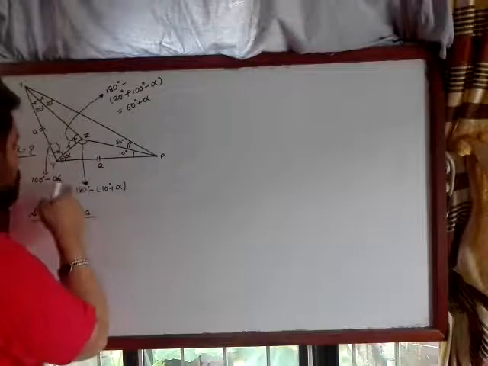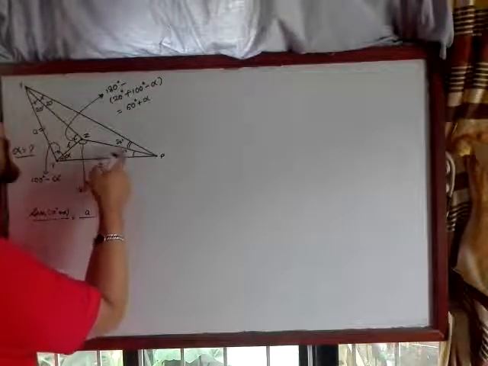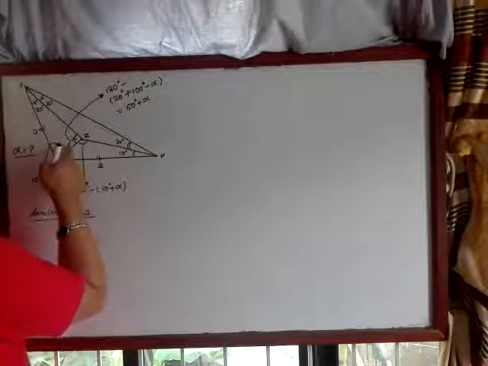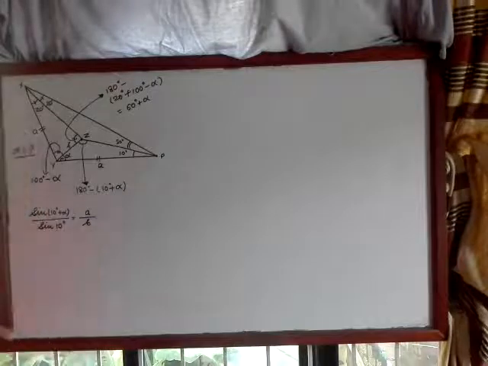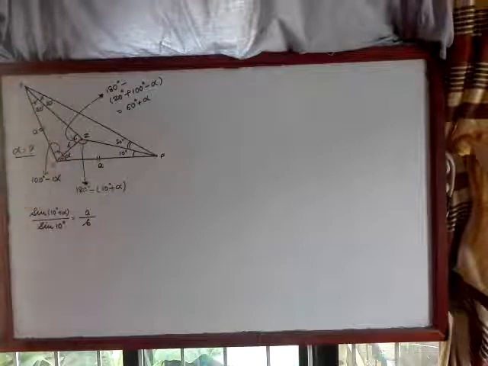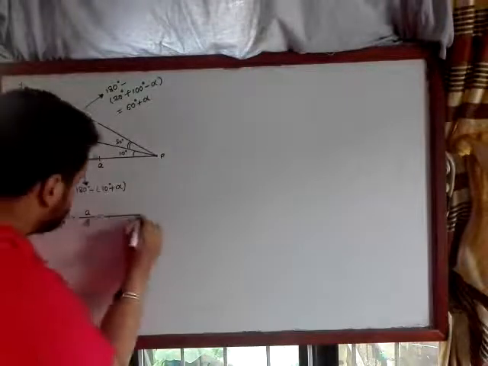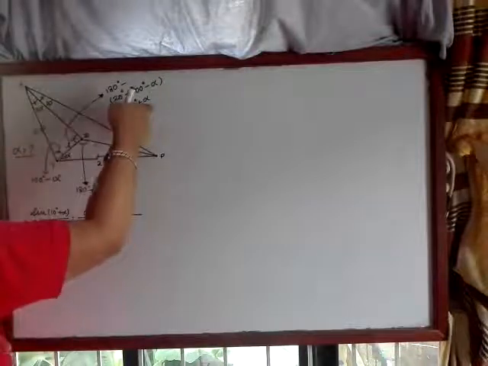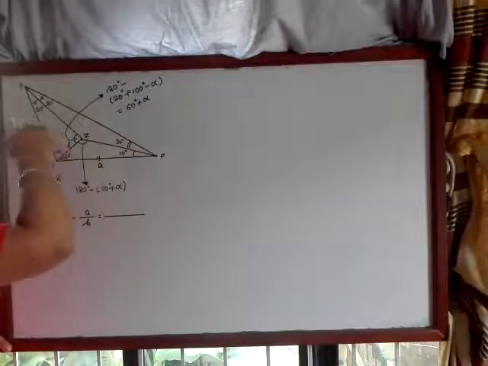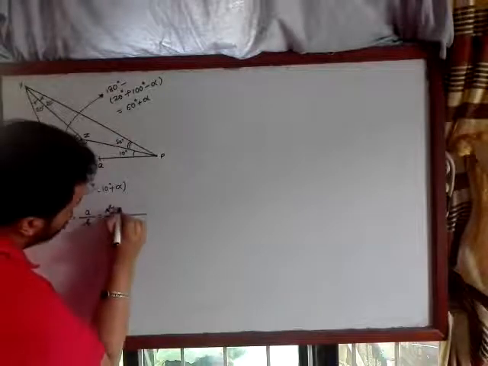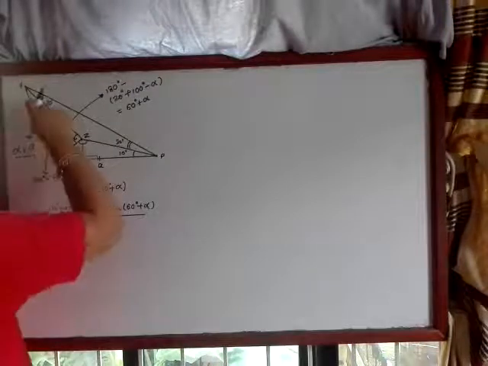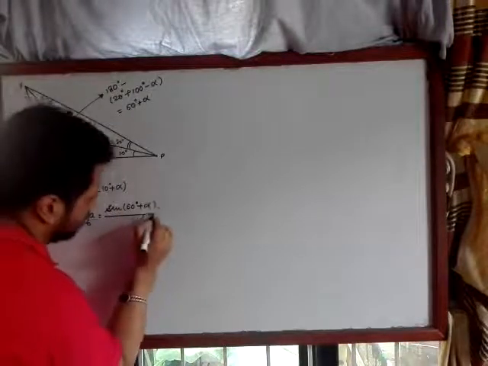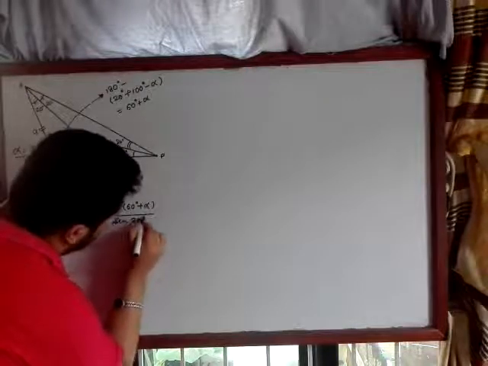Next, sine 10 and the opposite side is B. So this is what we get. Now if we look at this triangle XYZ, sine 60 degrees plus alpha over A will be equal to sine 20 degrees over B.